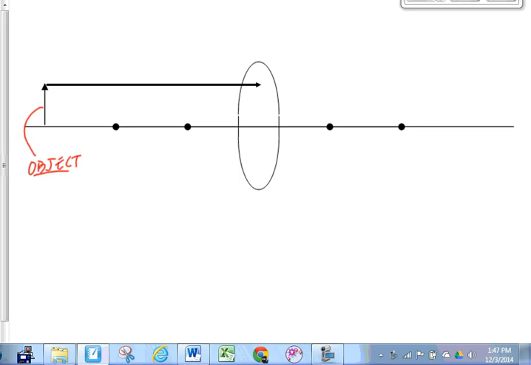It hits the lens and then refracts or bends. Where's it going to bend? You guys know this, Dustin? To the focal point. I told you they were predictable. The first one is parallel to the principal axis. It's got to go through the focal point.